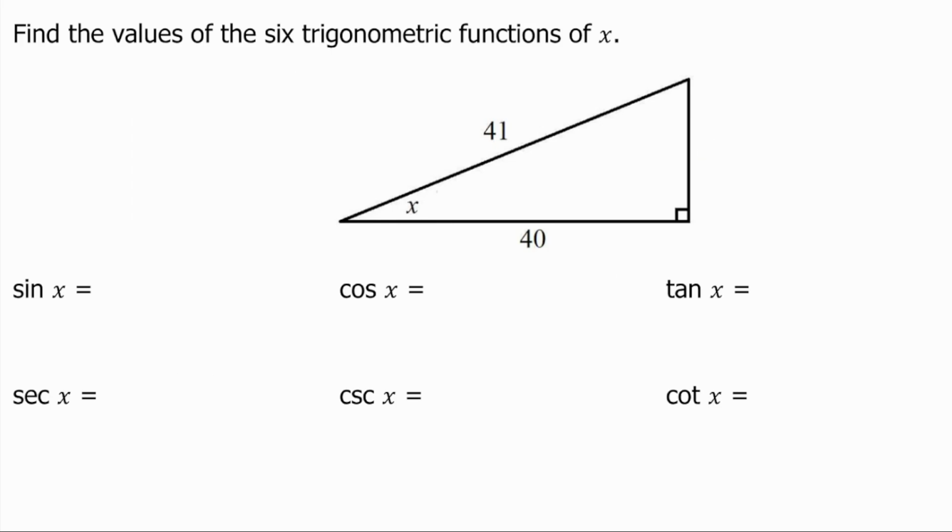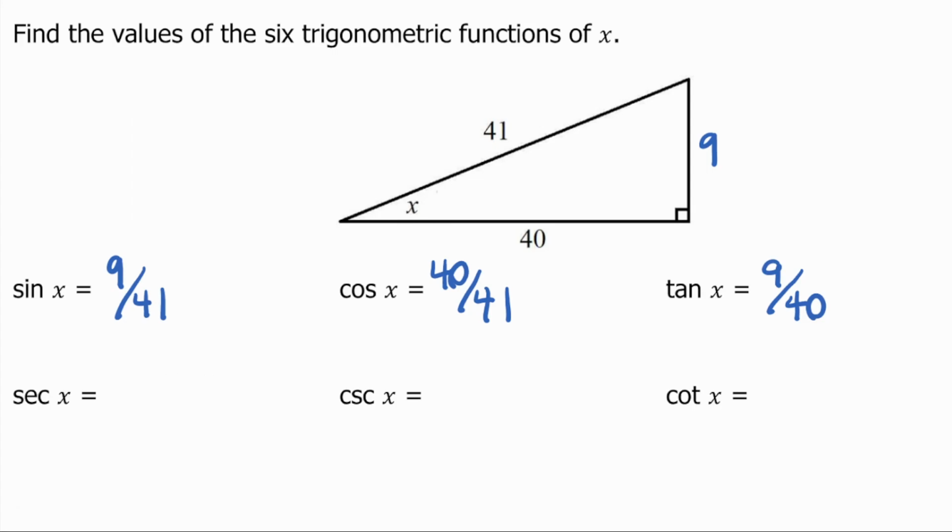So I'm just going to tell you that this side length is going to be 9. And you can check and make sure that 9 squared plus 40 squared equals 41 squared, but it does. Okay, so sine of x is going to be opposite divided by hypotenuse. So this one's going to be 9 over 41. Okay, cosine of x is the adjacent leg divided by hypotenuse. Tangent is going to be opposite divided by adjacent.